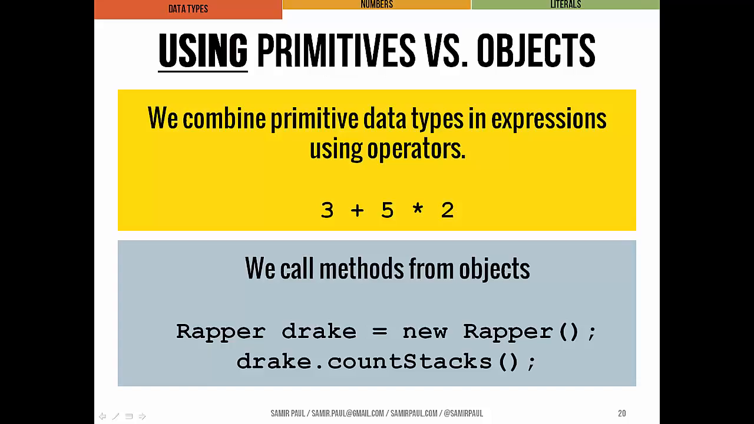We've seen some of the differences already between using primitive data types and objects. Primitives being, again, numbers like integers and doubles and also characters, and objects being those user-defined types like scanner, that tend to be a little bit more complex. Here's the key difference in how we use them. Primitive data types we combine using operators: plus, times, modulus, divided by, and so on. But objects first have to be instantiated. That's what you can see in this line here. I'm instantiating a new wrapper object called Drake. And finally, the way we use that wrapper object is by calling one of its methods, countStacks.